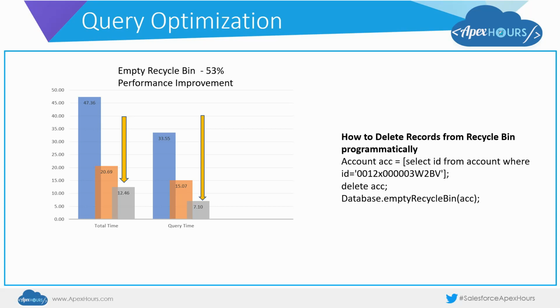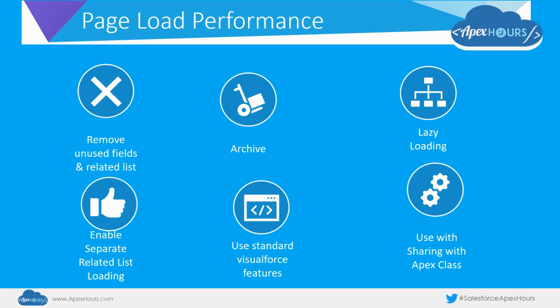And if the records are getting deleted in some other manner, for example there is some integration process which is deleting your records, in that case you can have a batch process which looks into the recycle bin for deleted records, and you can delete them in a scheduled manner. I hope these few tips are helpful for you to improve your query optimization.